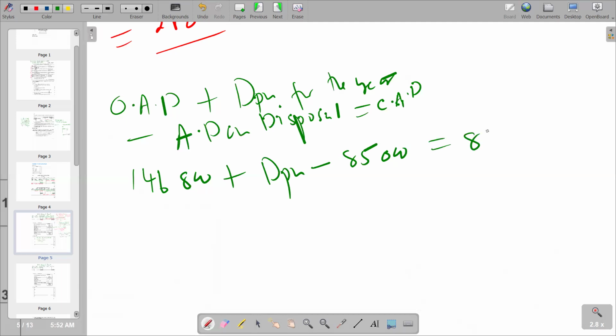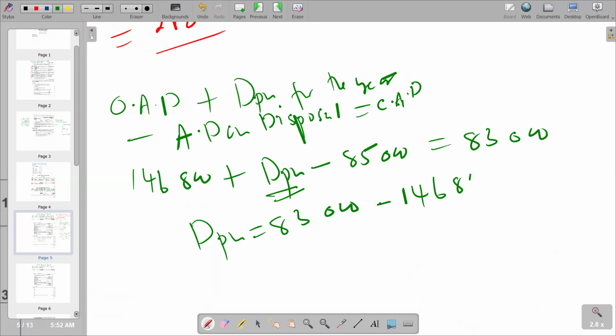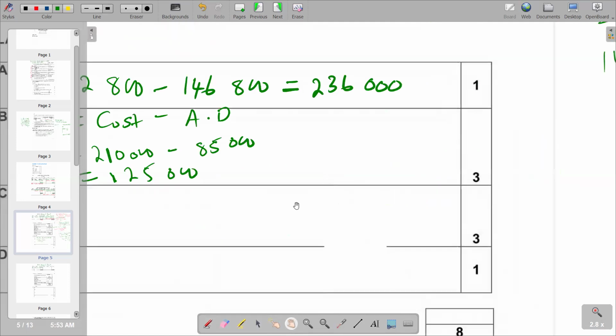From there, you can make this the subject of the formula so that you can get this value. We've got 83,000. You take 146,800, on the other side it becomes negative. You take negative 85,000, on the other side it becomes positive 85,000. So 83,000 minus 146,800 plus 85,000, we get 21,200. So this is our depreciation for the year. Now we summarize that.